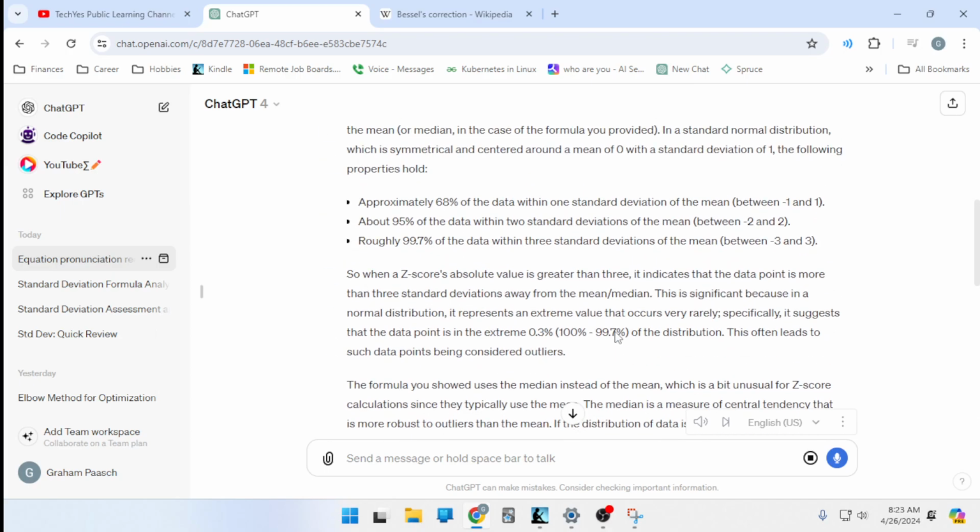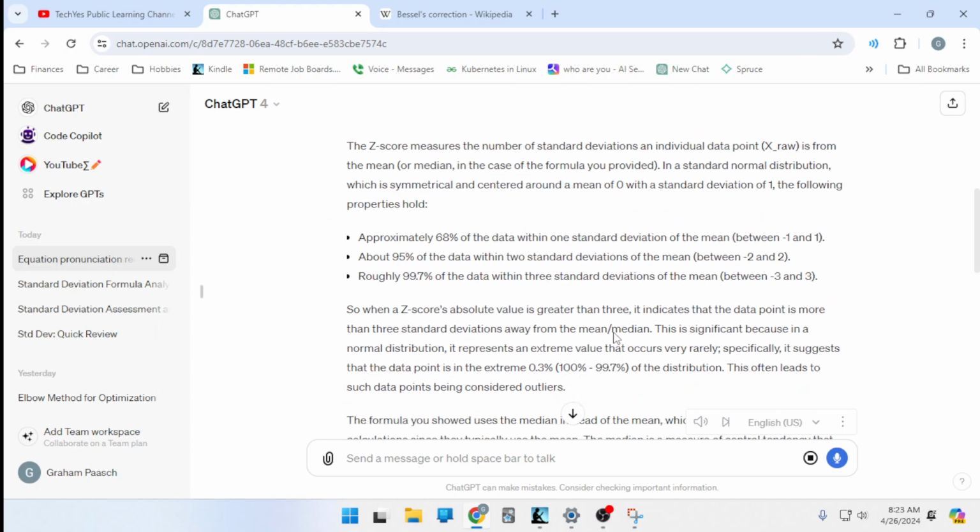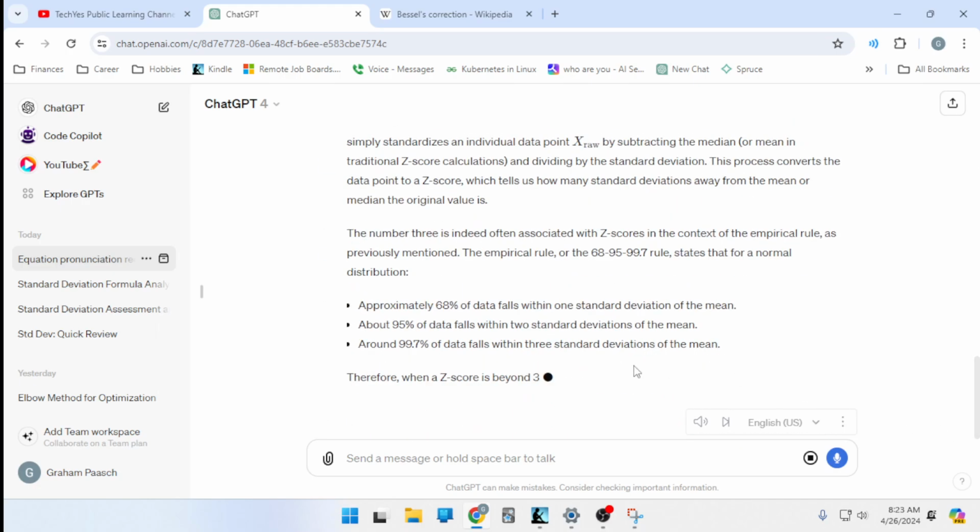This process converts the data point to a z-score, which tells us how many standard deviations away from the mean or median the original value is. The number 3 is indeed often associated with z-scores in the context of the empirical rule, as previously mentioned.